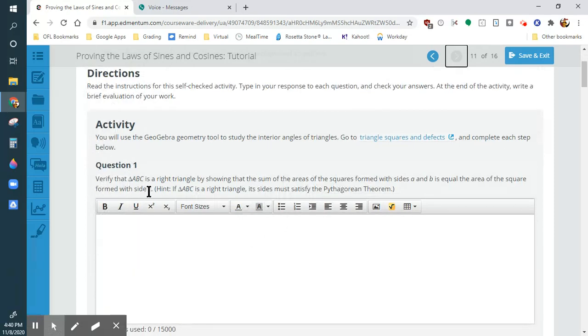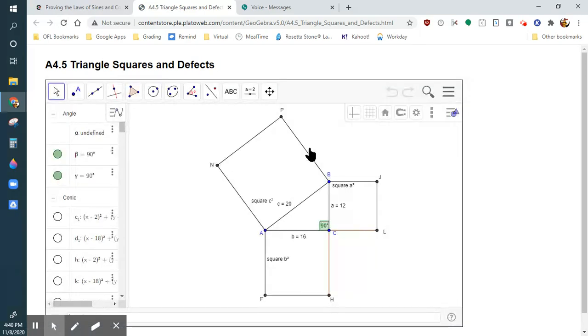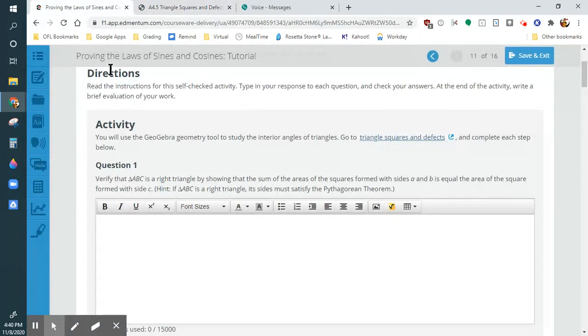Okay, so let's verify. I'll make sure to actually open up the triangles for all of them. So this is the Pythagorean theorem. Verify that it's a right triangle. Okay, so verify it's the right triangle, at the sum of the areas of it.